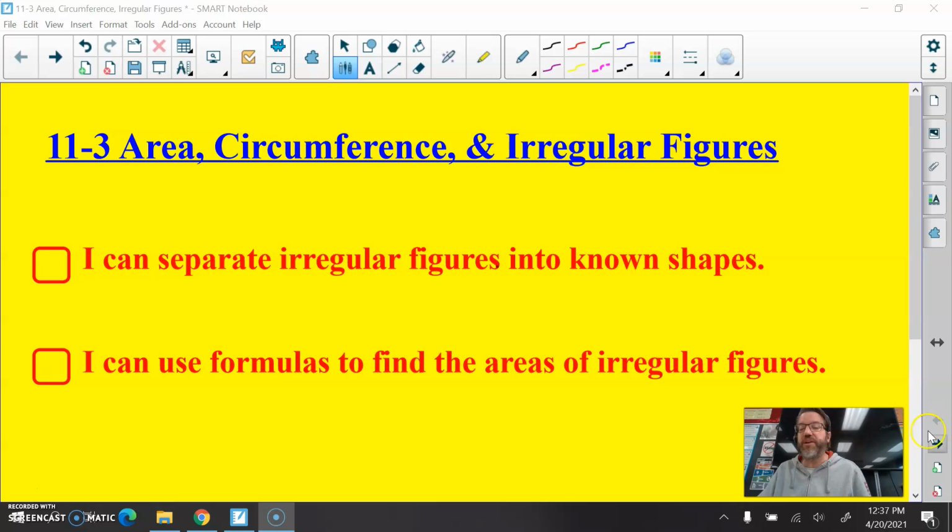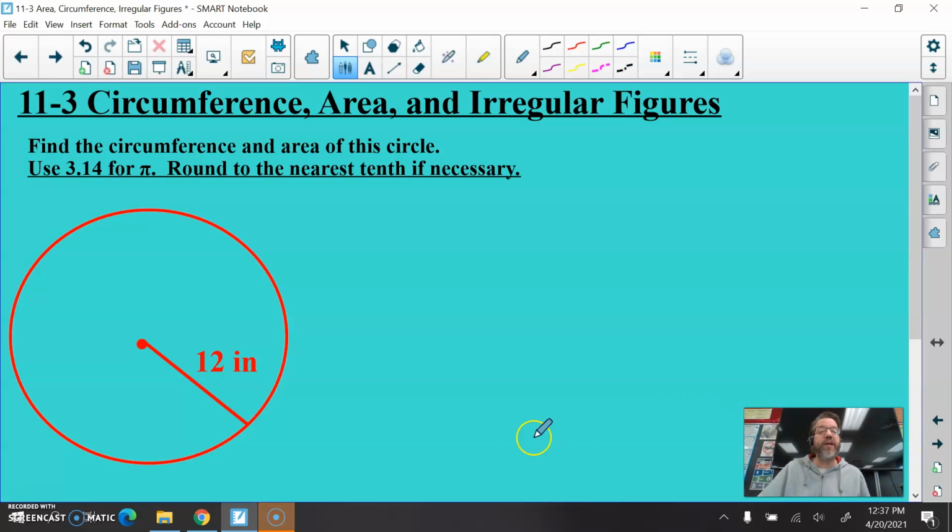Okay, so let's get started here. I have this circle and I want to find the circumference and the area of this circle. Use 3.14 for pi and round to the nearest tenth if necessary. So if it doesn't come out really nicely, we'll have to round to the nearest tenth when we are done. Okay, so how do I find circumference and how do I find area?